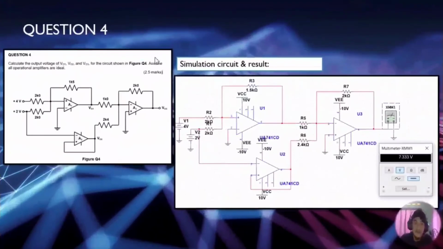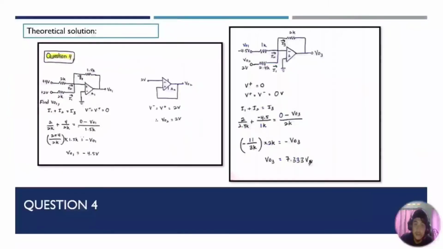Okay, for question 4, the question says to calculate the output voltages V output 1, V output 2 and V output 3 for the circuit shown in figure Q4. Assume all operational amplifiers are ideal. For question 4, I will not show the simulation, but I have already put the simulation circuit and result here. As you can see, the result for the simulation is 7.333 volt. We will compare this simulation value with the theoretical solution.